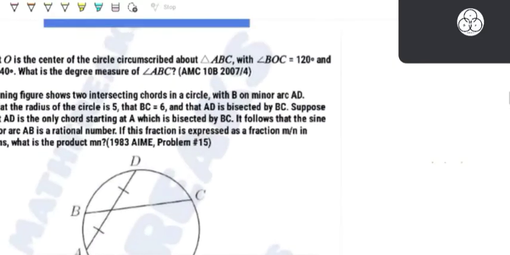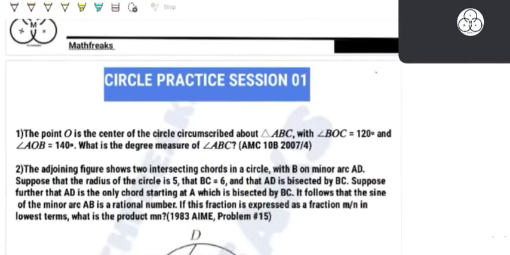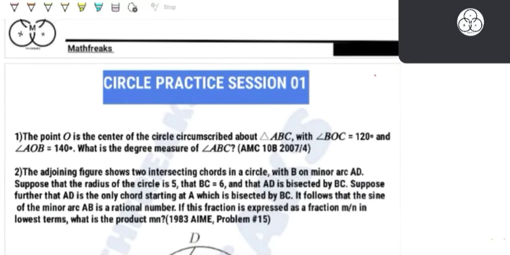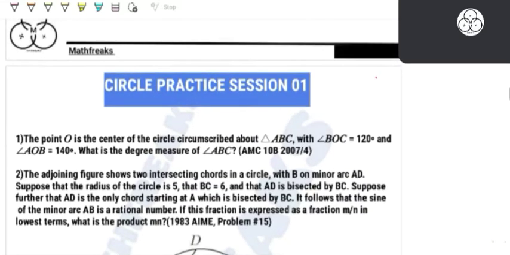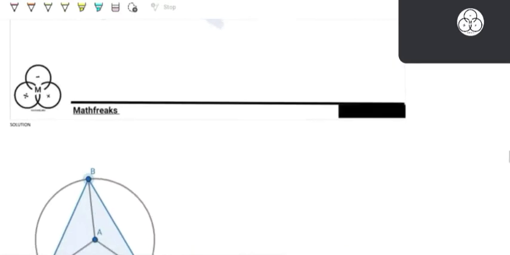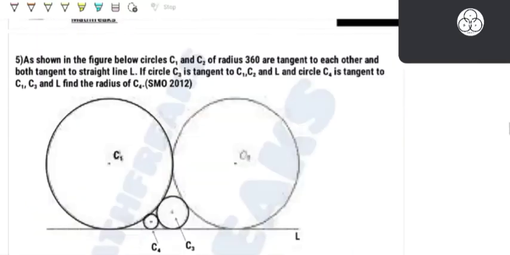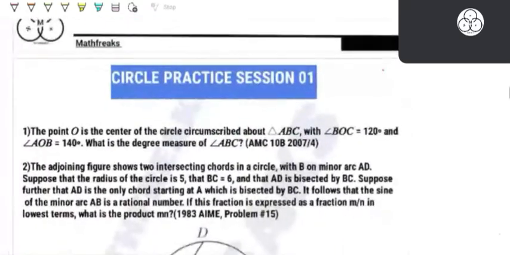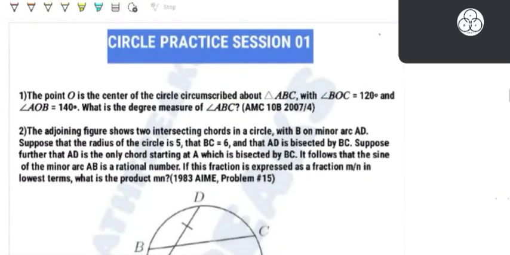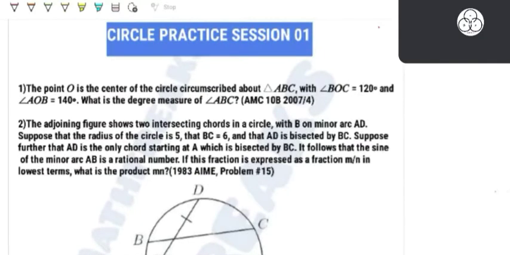Point O is the center of the circle circumscribed about triangle ABC. Okay, that happens while using GeoGebra. This is A, this is B, this is C, this is O, right? So the circle is circumscribing a triangle. Angle BOC equals 120 degrees. Angle AOB equals 140 degrees.